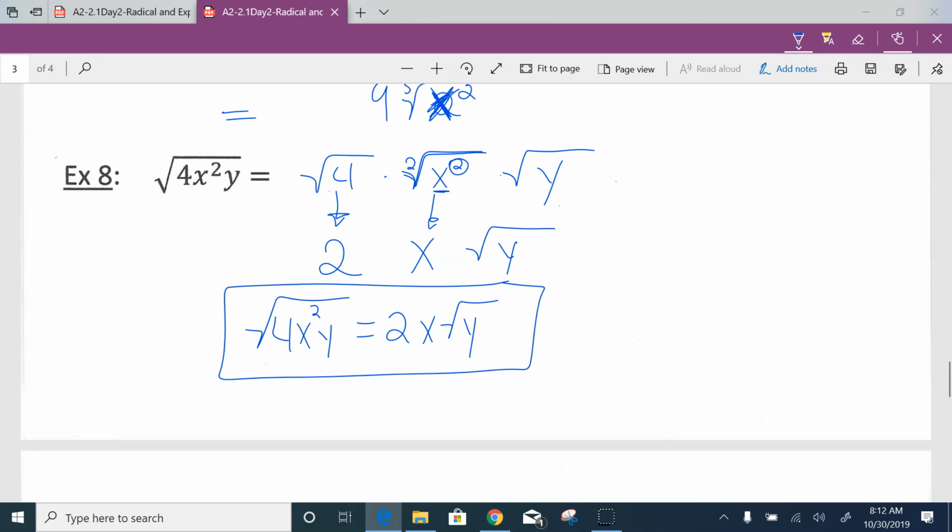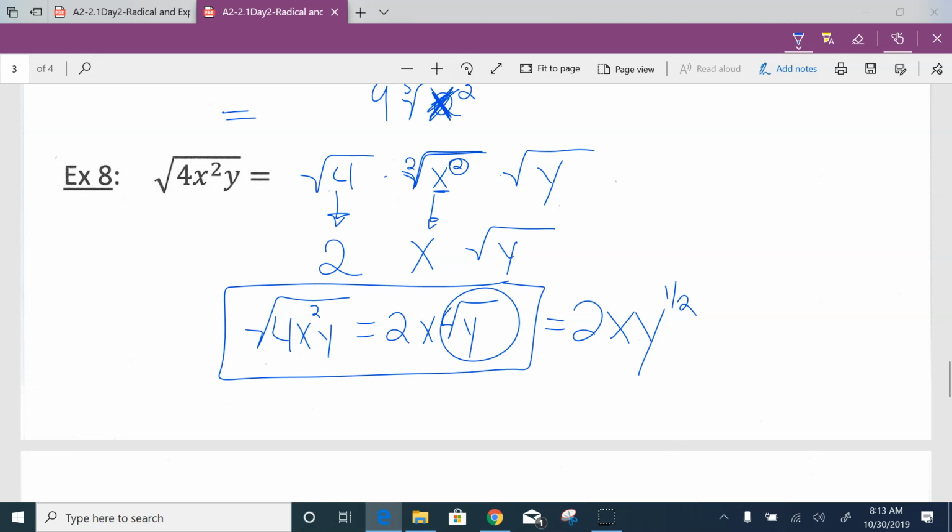Now, I would be final, but I just remembered that I want to go back to exponential form, and I can't leave this as a radical. So I'm going to go ahead and keep the 2x in the front. And remember, I can write y to the 1/2, because 1/2 means the same thing as the square root. That was one of the properties we learned in the very first example.